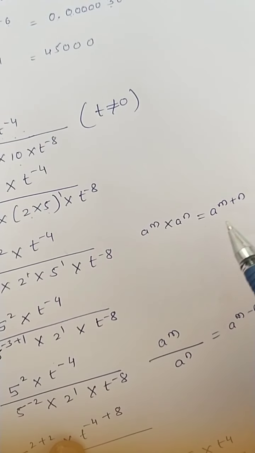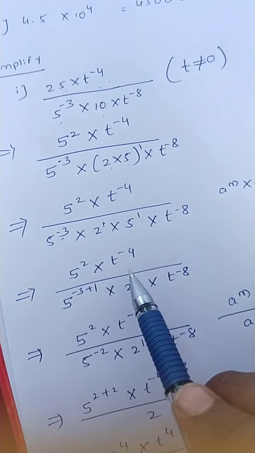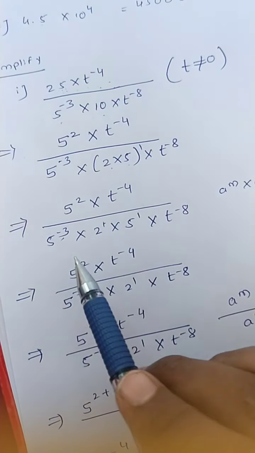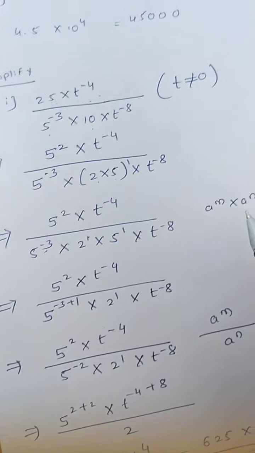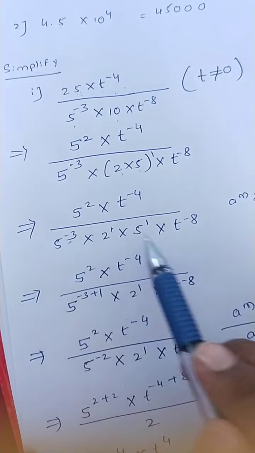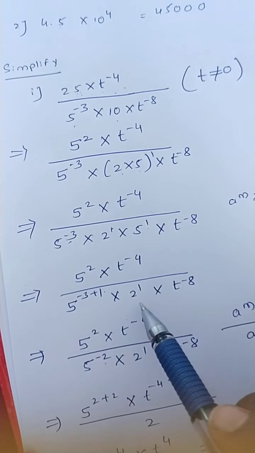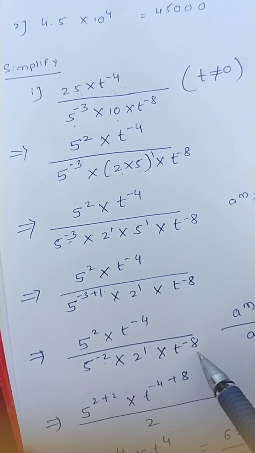So a raised to m into a raised to n is equal to a raised to m plus n. So this is 5 square into t raised to minus 4. Here we have to use the formula a raised to m into a raised to n is equal to a raised to m plus n. So 5 raised to minus 3, 5 raised to 1, so minus 3 plus 1 you will get 5 raised to minus 2 into 2 raised to 1 into t raised to minus 8.